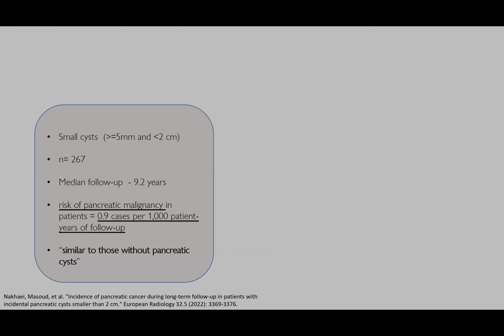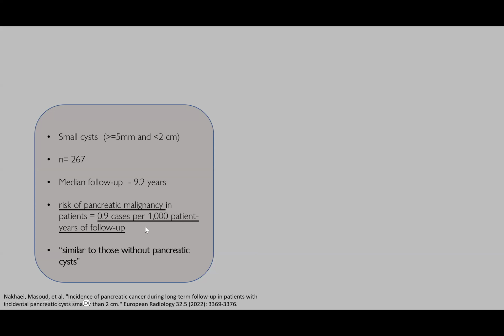But on the other hand, you have several of these small cystic lesions that do not turn into malignancy. In fact, the vast majority of the tiny pancreatic cystic lesions that we see will not turn into malignancy. With an incidence approaching 40% in the general population in the elderly age group, and knowing that the majority of these don't turn into malignancy. For example, this recent study from a couple of years ago looked at cystic lesions over 5 mm and less than 2 centimeters in size. They followed them for 9.2 years, and the incidence of malignancy was 0.9 cases per 1,000 patient years of follow-up.